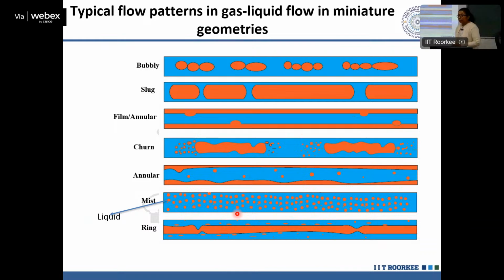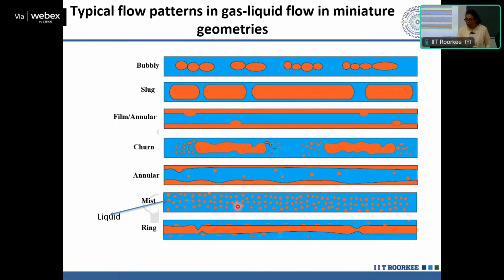So this is the typical flow distribution in gas-liquid miniature geometries that is being reported. Bubbly we have seen, slug we have seen, annular we know, churn we know. Mist is one of the flow regimes. Dr. Garg and myself are discussing the mist. So this is the mist kind of distribution.